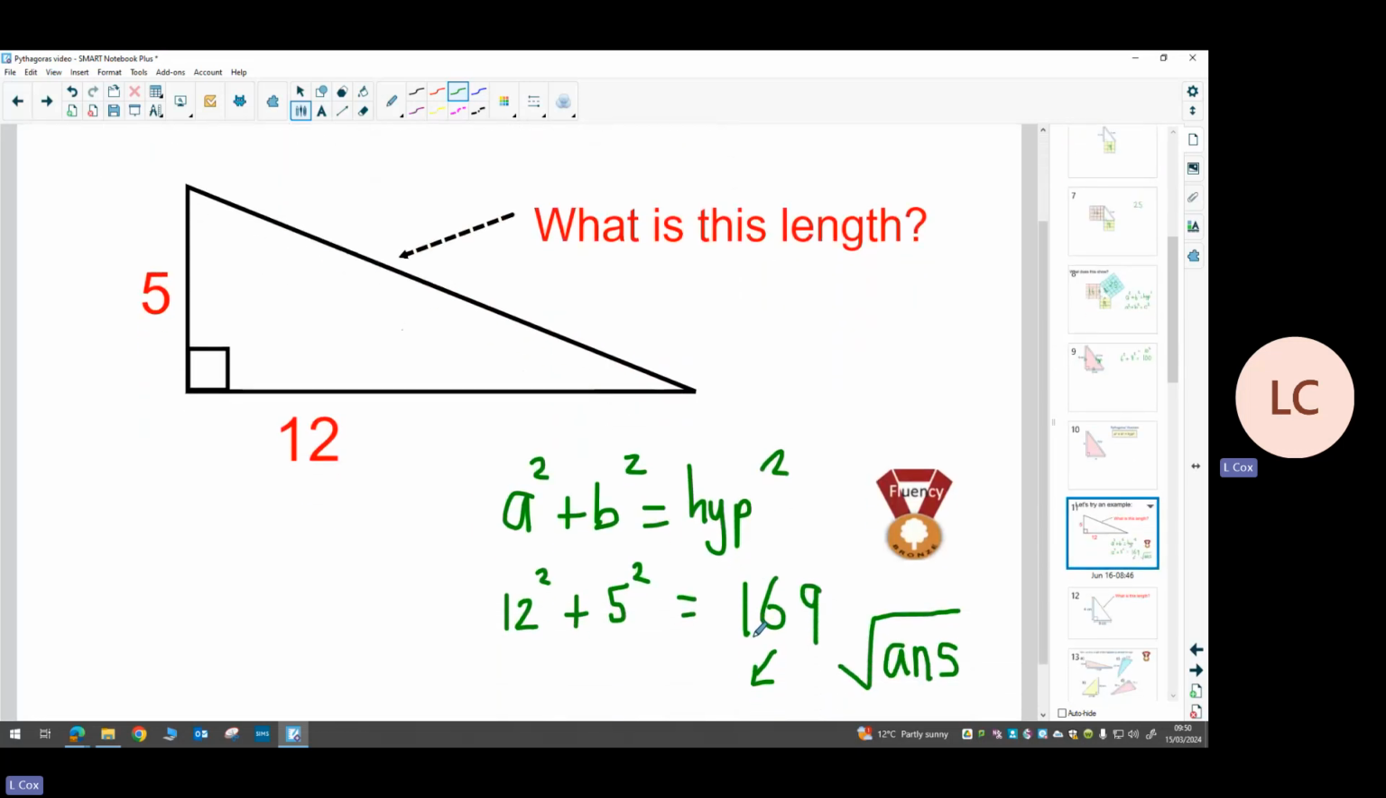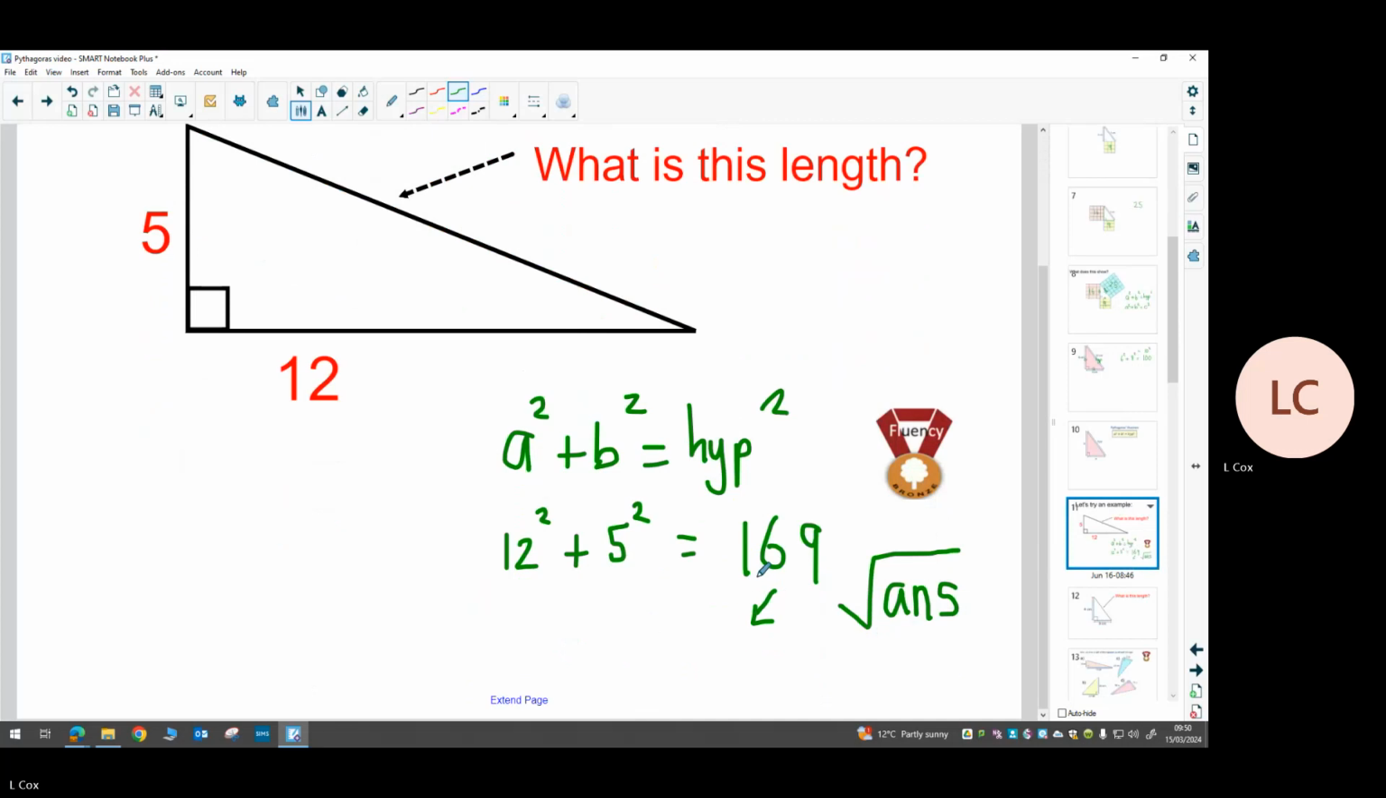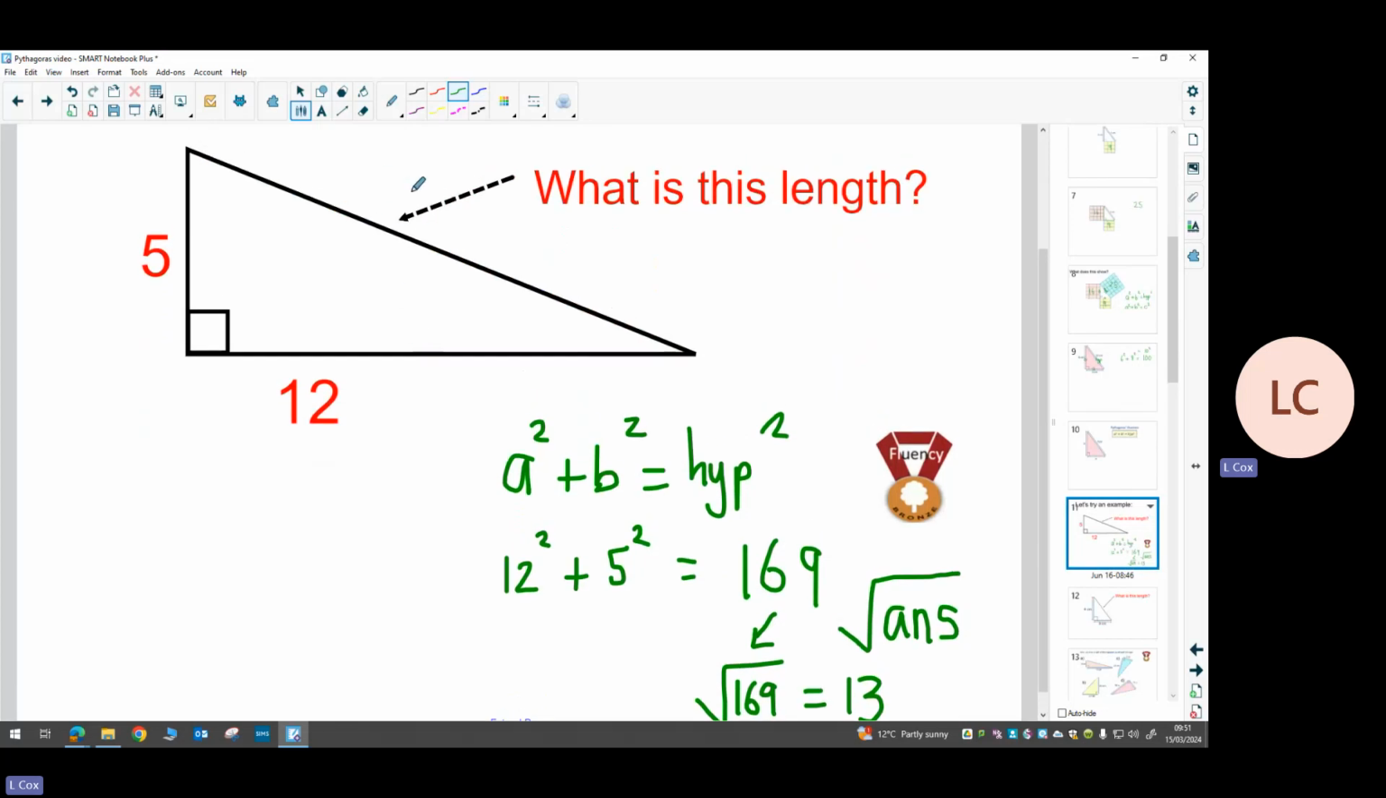We're going to type in square root of your answer from before. You can type in square root 169 if you want, and the answer is 13. So this side here is 13. Let's have another go.